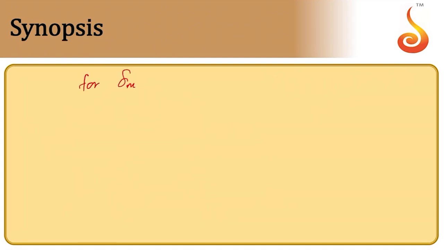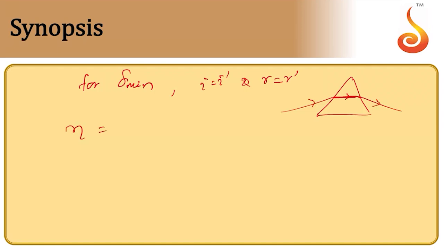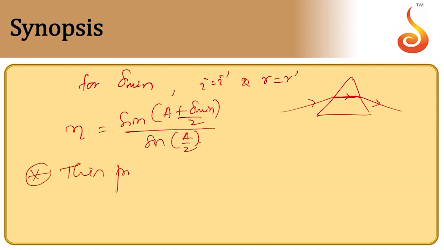for delta to become minimum, we have I is equal to I dash and R is equal to R dash. So when it happens, the ray of light travels symmetrically about the prism like this, and in such a case the refractive index is given by n is equal to sine of A plus delta minimum divided by 2 whole divided by sine of A by 2, where n is the refractive index of the medium, or say absolute refractive index of the medium. If I consider such a thin prism, for a thin prism, deviation can straight away be written as delta is equal to n minus 1 into A.